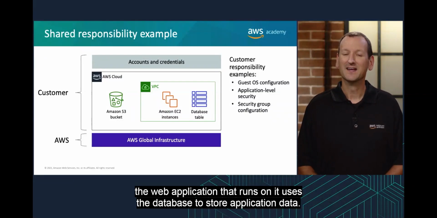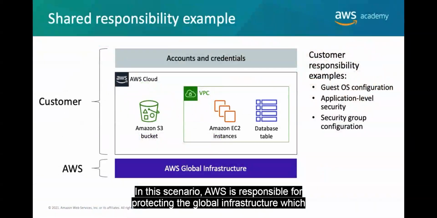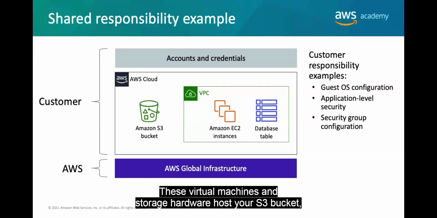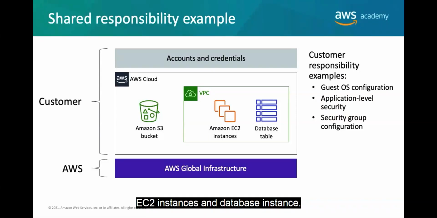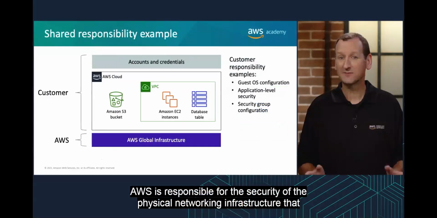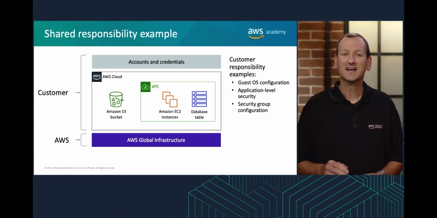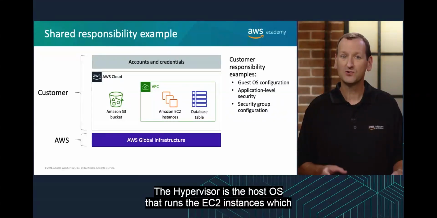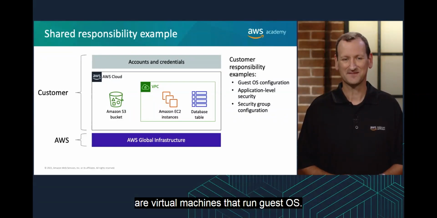application data. In this scenario, AWS is responsible for protecting the global infrastructure, which contains the physical servers that host the virtual machines and storage hardware. These virtual machines and storage hardware host your S3 bucket, EC2 instances, and database instance. AWS is responsible for the security of the physical networking infrastructure that ensures these components can be accessed. AWS is also responsible for the security of the hypervisor layer that hosts the EC2 instances. The hypervisor is the host OS that runs the EC2 instances, which are virtual machines that run guest OSs.